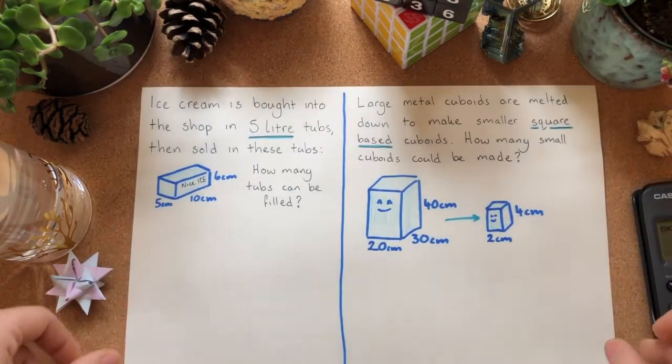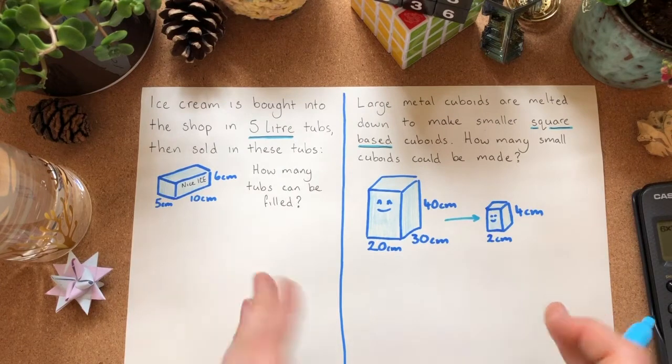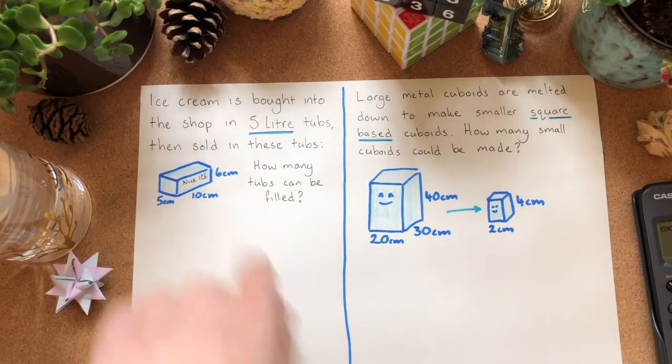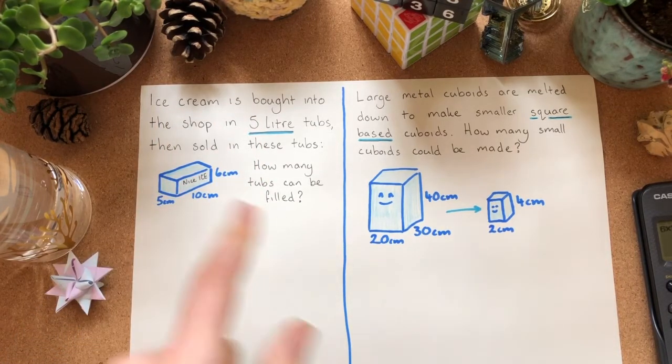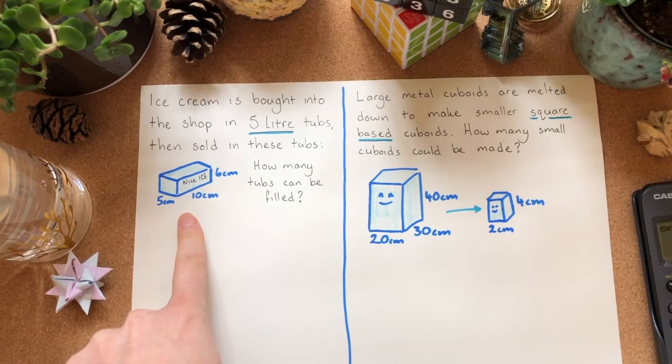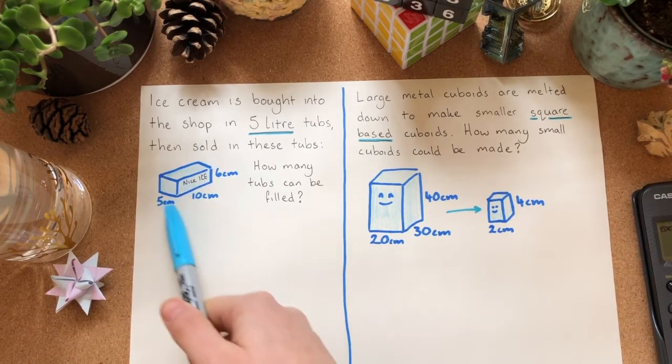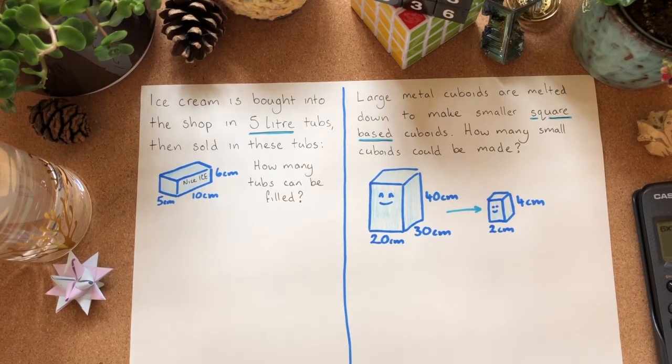Okay, time to step it up. These questions are more typical of what you might see in an assessment. Here's one for me, here's one for you. So first one, ice cream is bought into the shop in 5-litre tubs and then sold in these tubs here. How many tubs can be filled? First of all, it would be really good to know how much can be held in this little tub. Formula, substitution in any order.